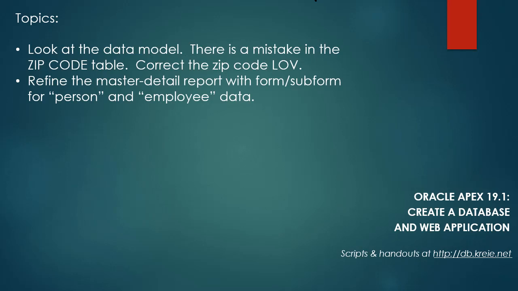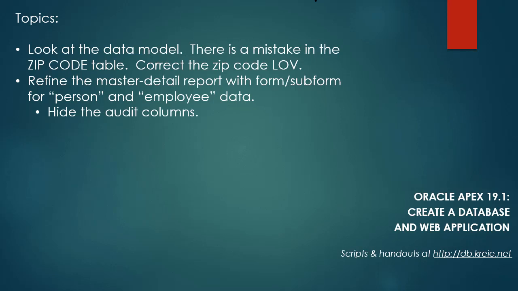Then we're going to take a look at the second master detail that we created in the previous video. It comes with a report, and then you select a record from that report, and it opens up a main form subform view of person data and any related employee data if that person is also an employee.